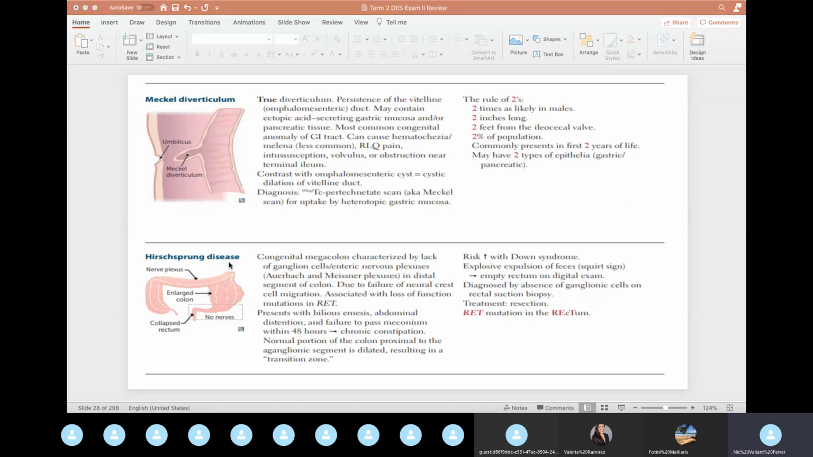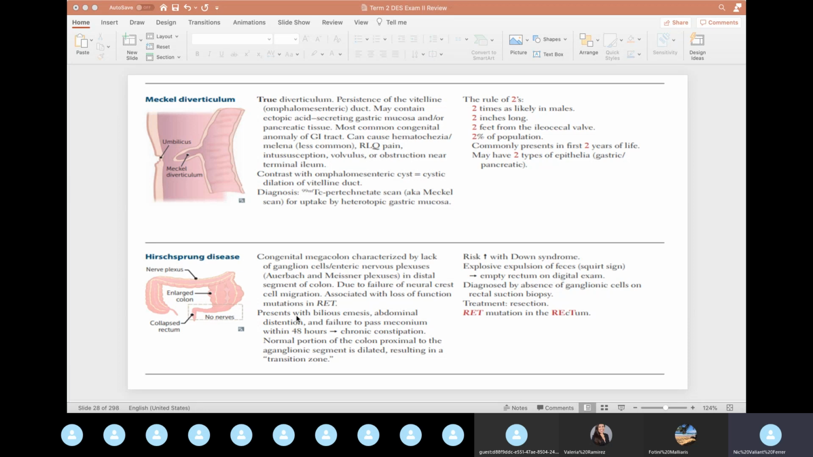Hirschsprung disease, another high yield. This is congenital megacolon. What's the embryological defect here? Lack of ganglion cells or your enteric nervous plexus, meaning you have no Auerbach's and Meissner's plexus. So there are no nerves there, in the distal segment of the colon. Another embryological defect, if not that, is failure of neural crest cell migration. That's high yield. Failure of neural crest cell migration, most associated with RET mutations, a loss of function mutation.